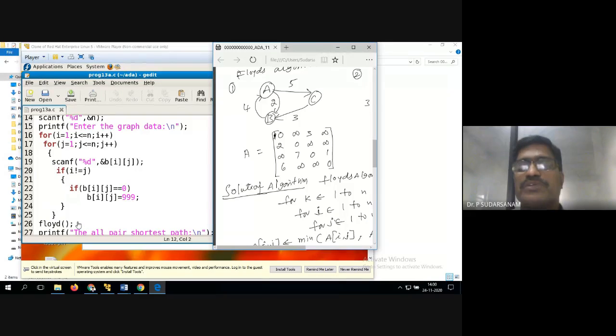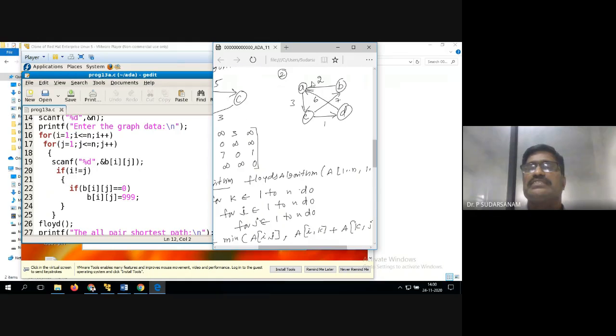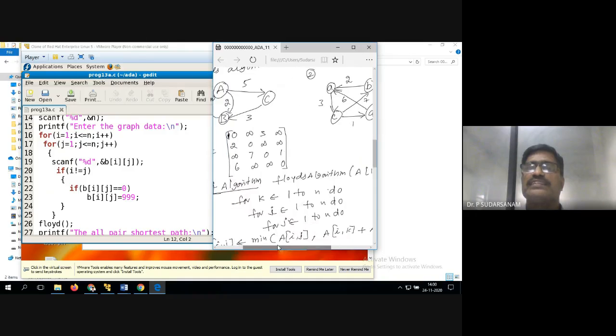That is your main program. Any doubt about how to take the input values? This is nothing but the matrix, the graph. 1, 2, 3, 4 are there. Now you have to enter the values A to B, A to C, A to D. Next B to A, B to B, B to C, B to D. Next C to A, C to B, C to C, C to D. Next D to A, D to B, D to C, D to D. You know how to take these values, and you have to enter them.